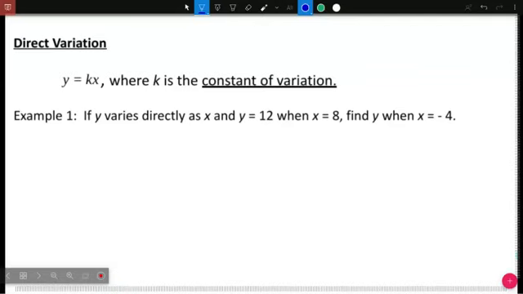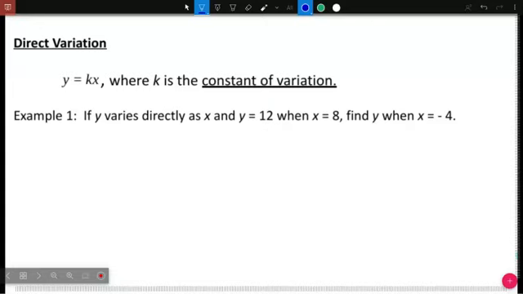So direct variation is a type of variation where we have two things that vary directly or proportionally. So with this, basically what happens is when one increases, the other is going to increase as well. And if the first thing decreases, then the other thing will decrease along with it.